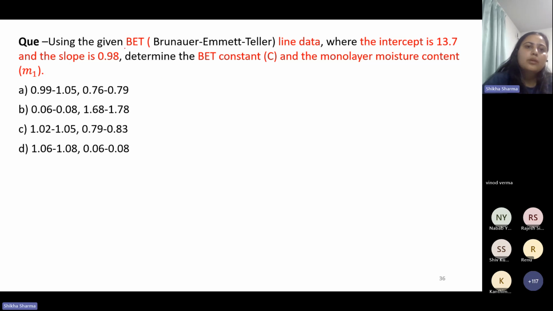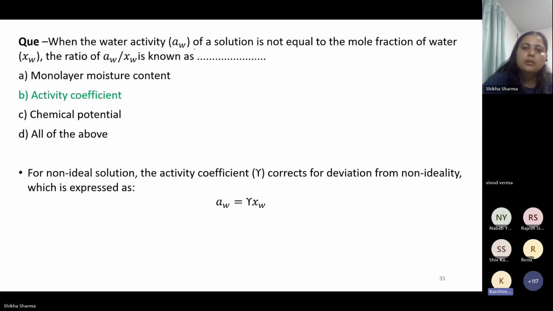Next is the using the... Ma'am, can you please explain the last question once again? Yeah, when there is an ideal solution case, what happens in ideal solutions?